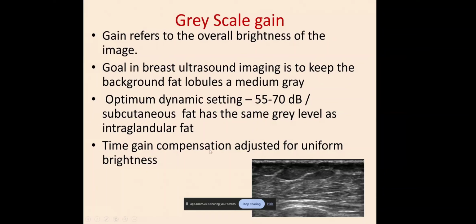Nowadays we have time gain compensation, which automatically adjusts the gain, but in case automatic adjustment is not there, you can do it manually so that there is uniform brightness throughout the depth of the breast. It is necessary for one more reason: if you find any lesion, you describe it as hypoechoic, isoechoic, and all these are in relation to the subcutaneous fat. So unless your gain is correct, you will be wrongly describing a mass's echogenicity on the ultrasound.